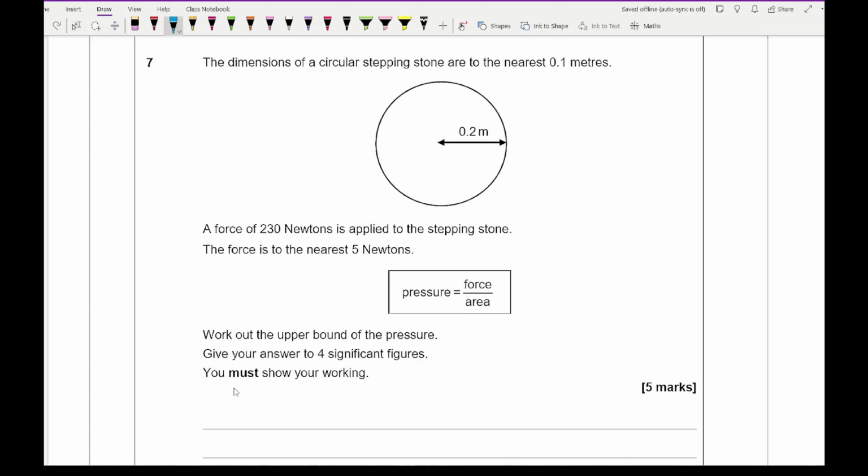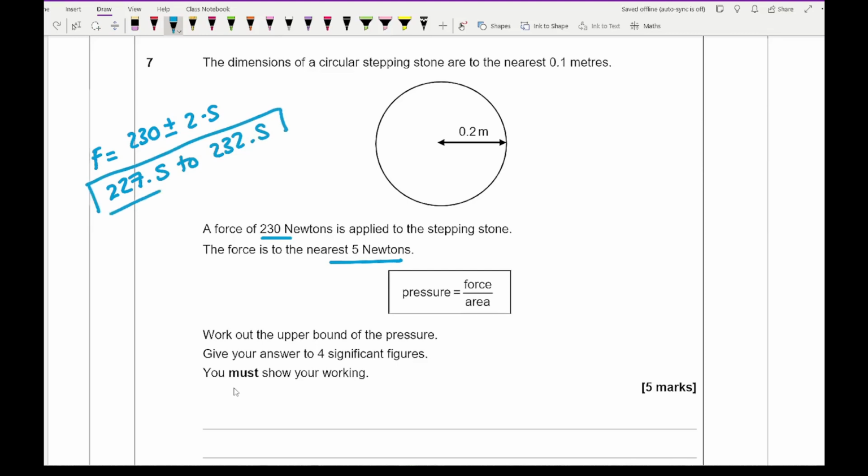So looking at this, let's just first of all look at the force, and the force has been rounded to the nearest 5 units. So F is going to be 230 plus or minus 2.5. So the upper and lower bound is going to be 227.5 to 232.5. So that's the upper and lower bound of the force.